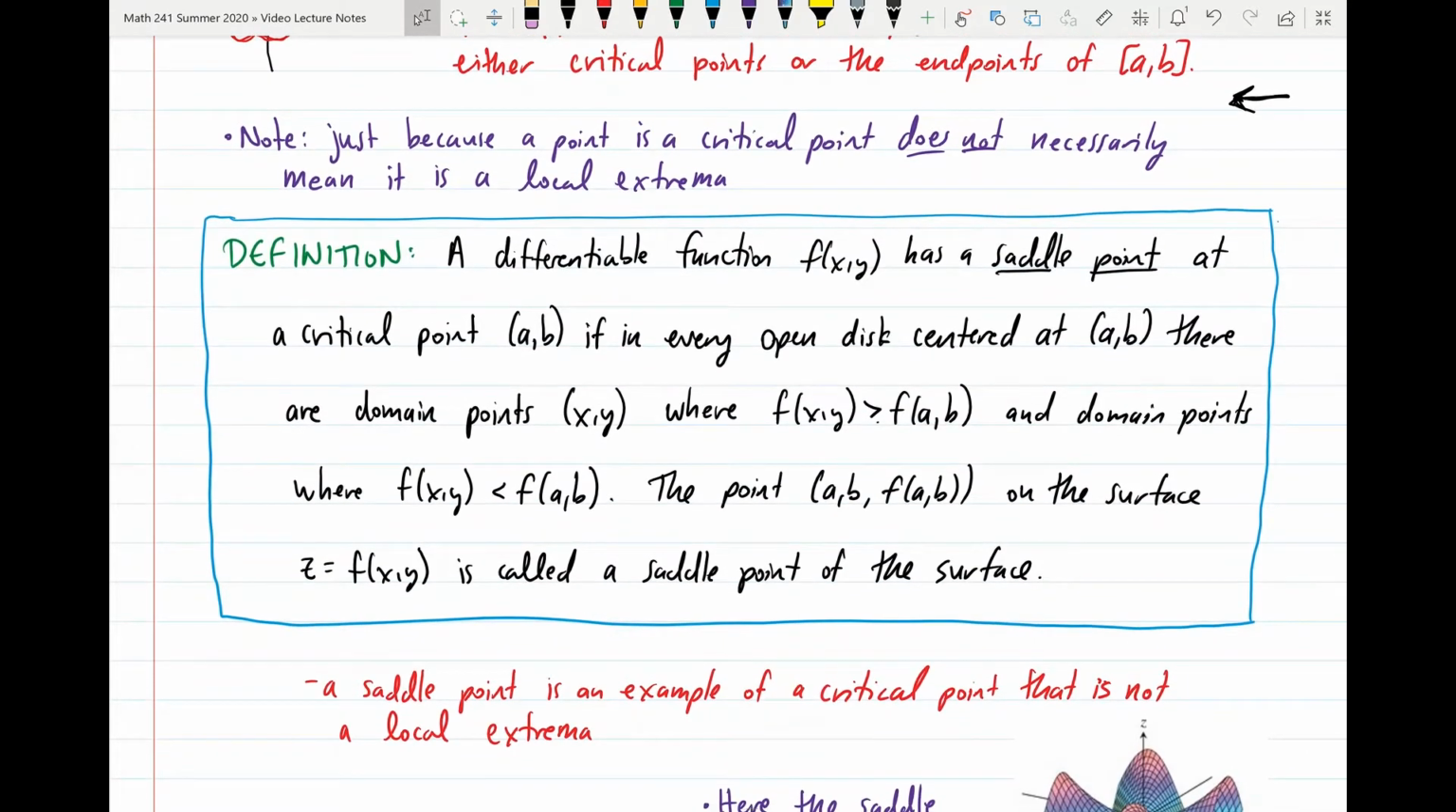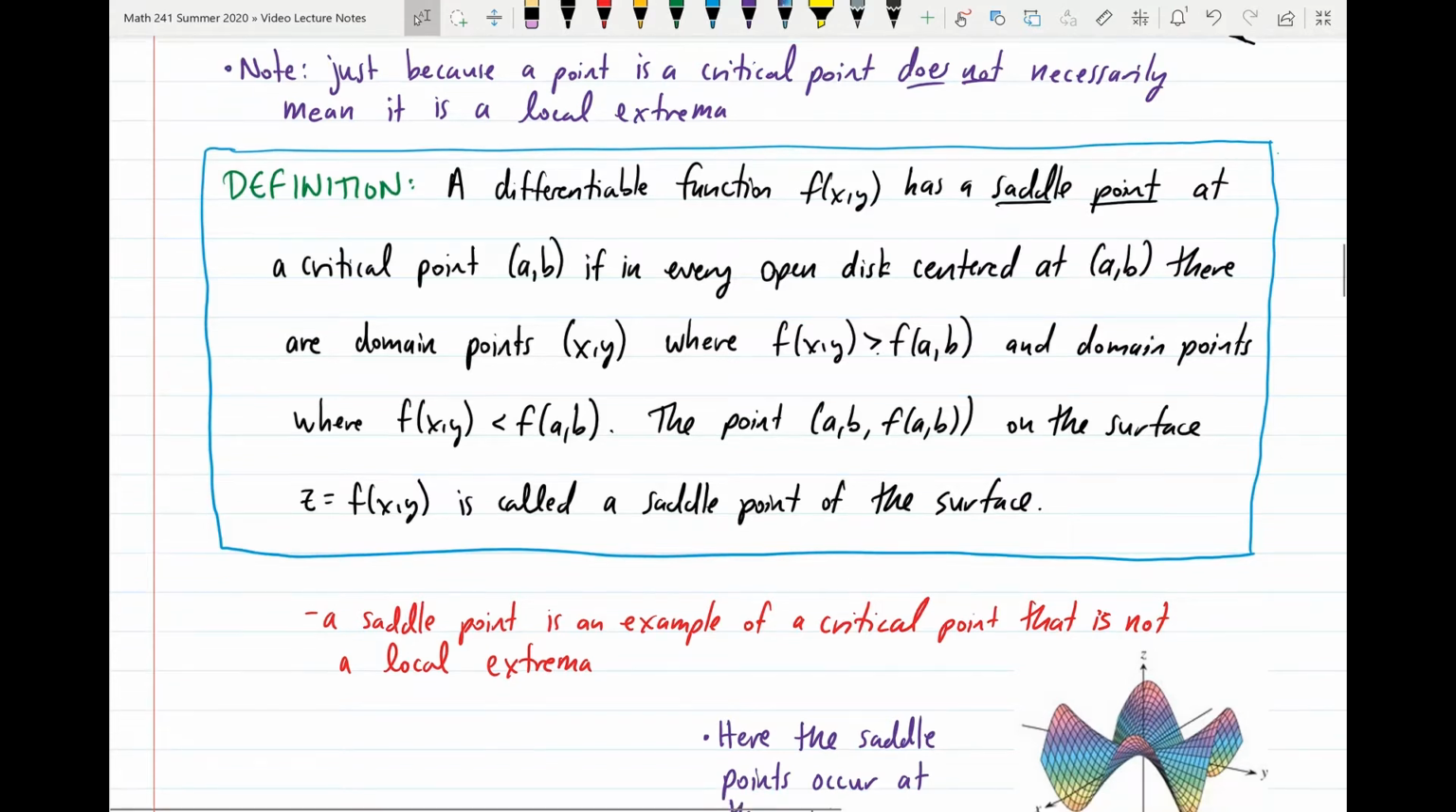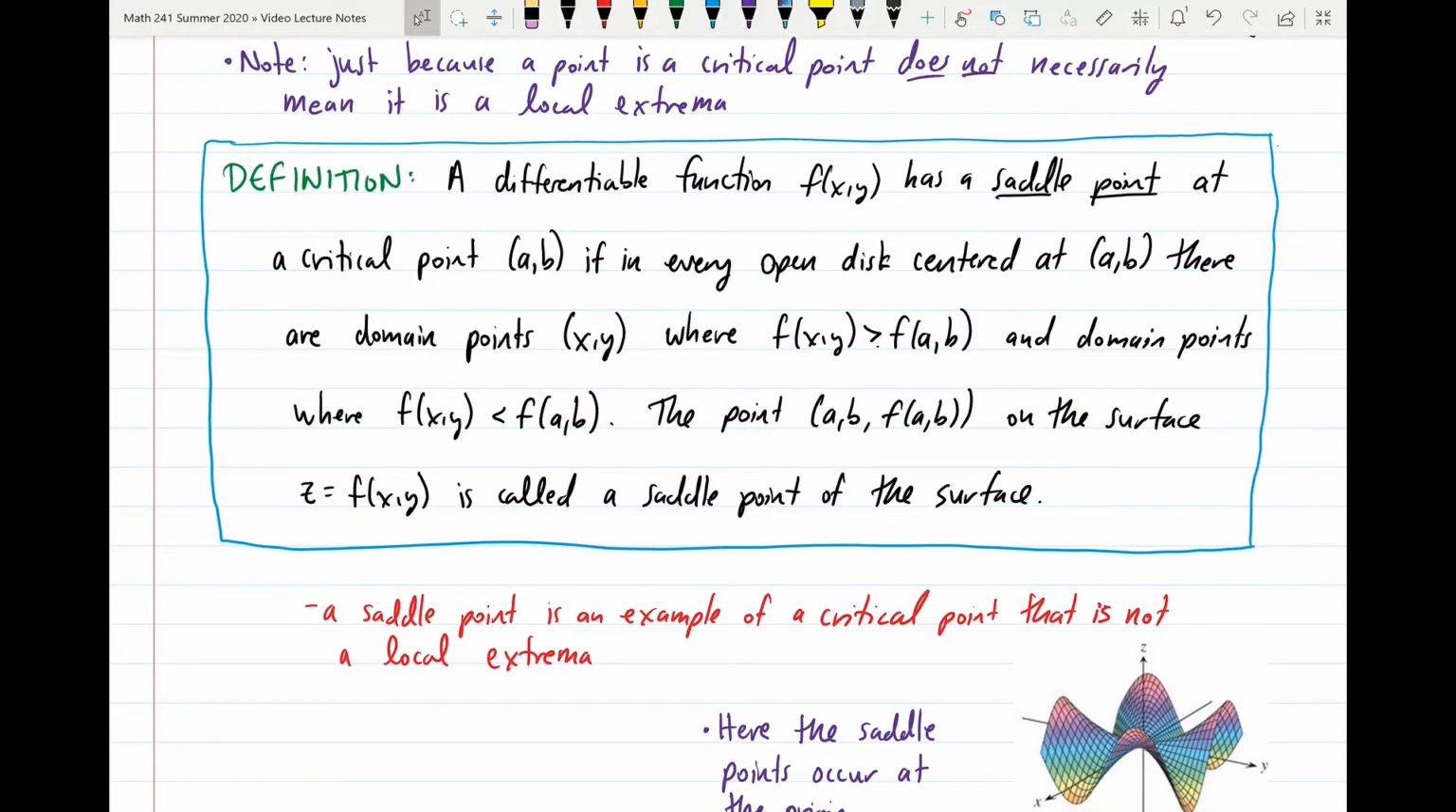If we have a differentiable function f of x y, then that function is said to have a saddle point at a critical point a b if in every open disk centered at a b there are domain points x y where f of x y is greater than f of a b. And all this really means right here is that f of a b is not a local max, and domain points where f of x y is less than f of a b. And this tells us that a b is not a local min.